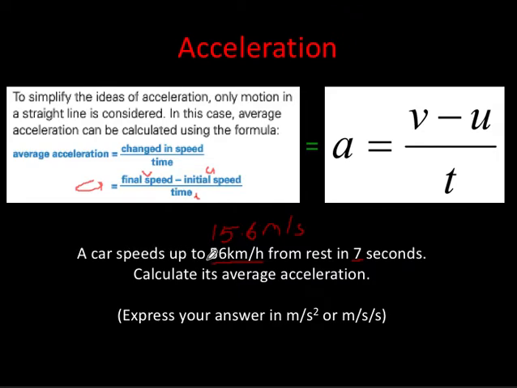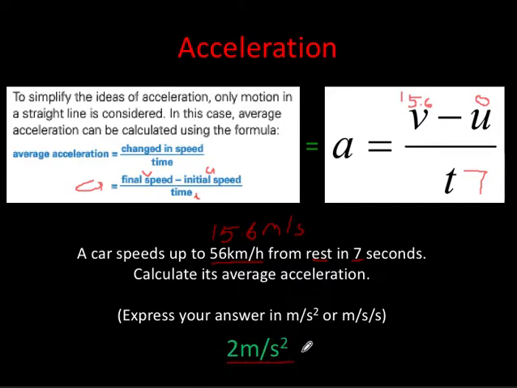So a car speeds up to 15.6 meters per second. That is the final speed. That's v. So if I put 15.6 here, take away my initial speed. Now the car's coming from a position of rest, which means 0. Divided by my time, which is 7 seconds here. So your calculation should be 15.6 divided by 7. 15.6 divided by 7 should give you an answer of about 2 meters per second squared.